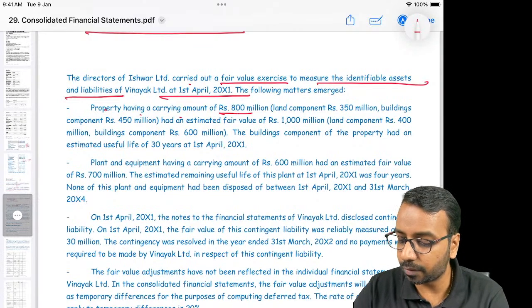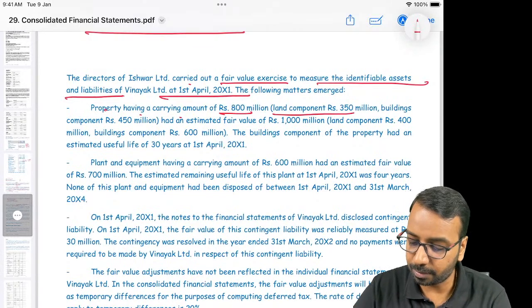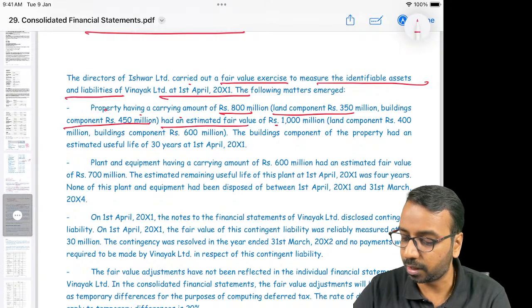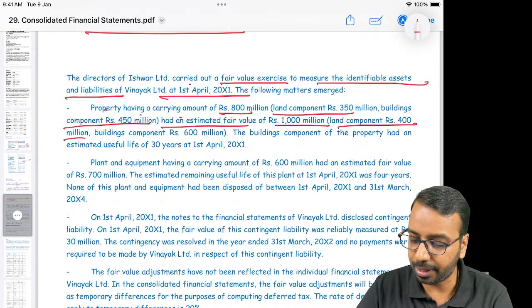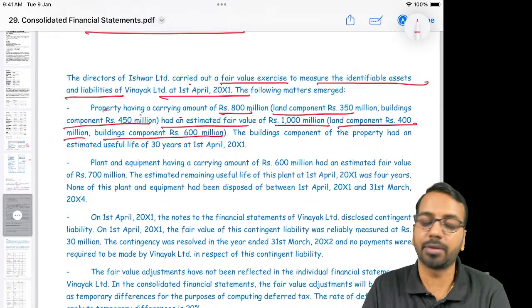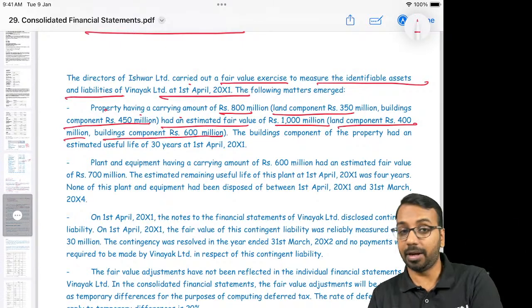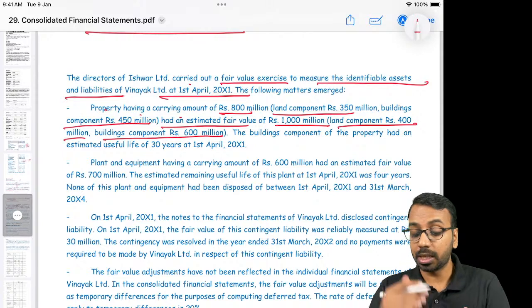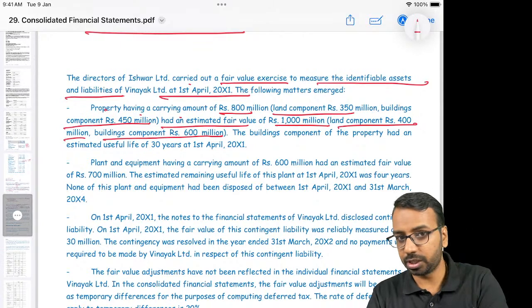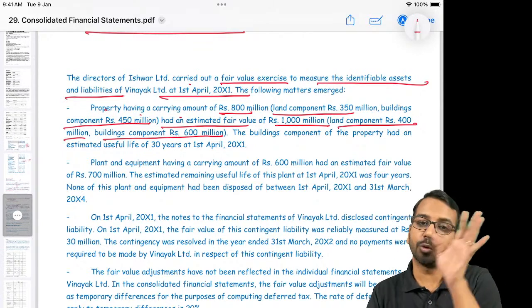Property having a carrying amount of 800 million, land component 350, building component 450, have an estimated fair value of 1000 million, land component 400, building component 600. So why have they given two things? One is the fair value adjustment, but they have given two things because land will not be depreciated, building we have to depreciate.